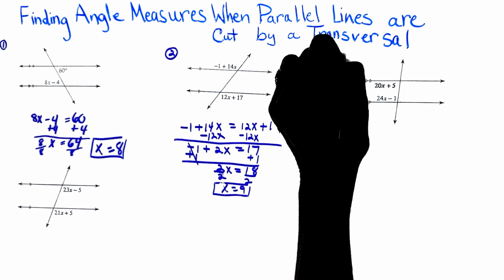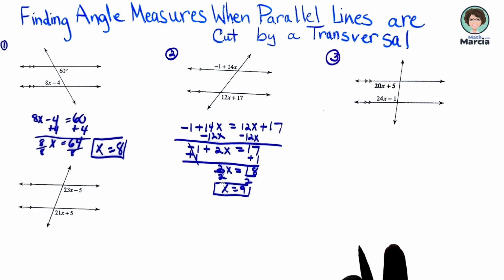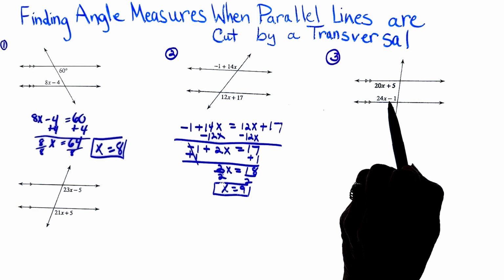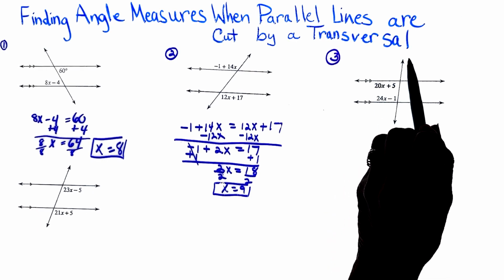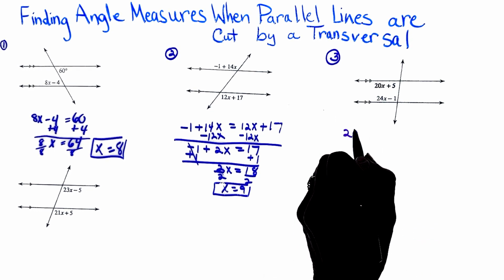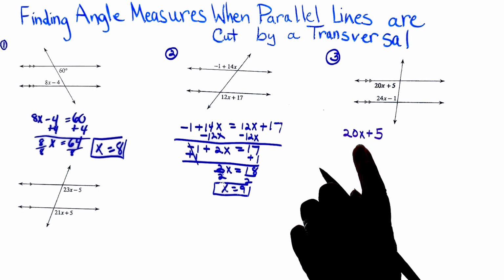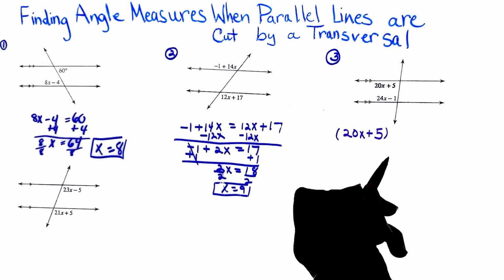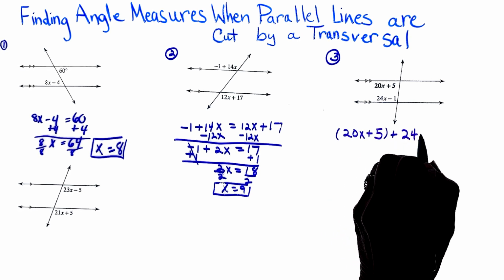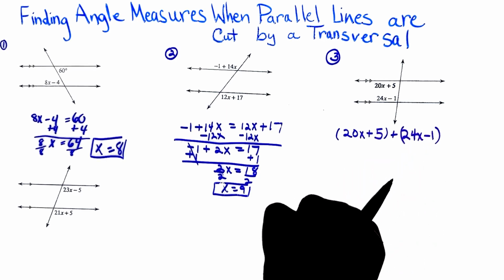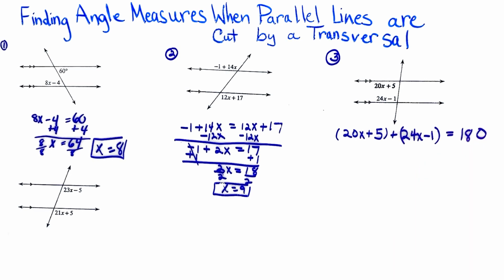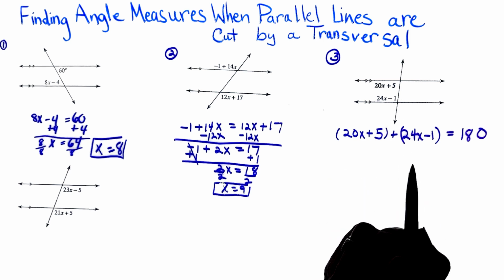All right, so let's look at question number 3. This one is a little bit different because I see that I have consecutive interior angles. And when you have parallel lines cut by a transversal, if they're consecutive interior angles, they are not equal to each other. There's my first angle, and I'm just going to put in parentheses, first angle, and I am going to add my second angle, and we know that when we add those, it is actually equal to 180 degrees. Again, consecutive interior angles.